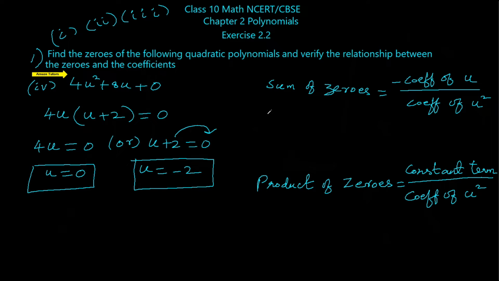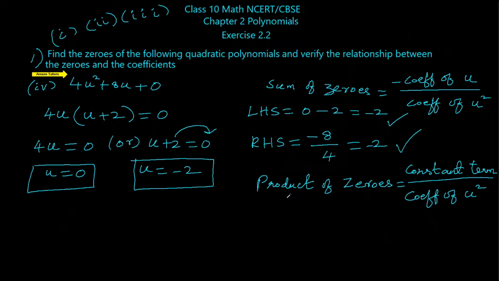Sum of the zeros, left hand side. What is the sum of the zeros? 0 plus minus 2 will become minus 2. Right hand side to verify. What is the right hand side? Minus coefficient of u. What is the coefficient of u? Positive 8. So, minus 8 divided by coefficient of u squared, which is 4. What is negative 8 divided by 4? Negative 2. So, LHS is equal to RHS.